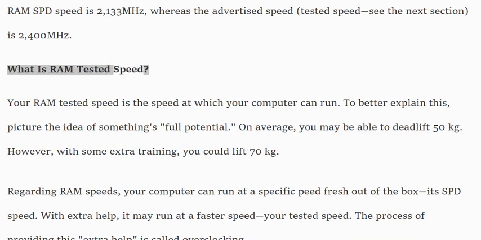What is RAM tested speed? Your RAM tested speed is the speed at which your computer can run. To better explain this, picture the idea of something's full potential. On average, you may be able to deadlift 50 kilograms. However, with some extra training, you could lift 70 kilograms.